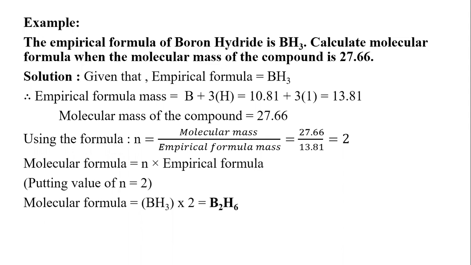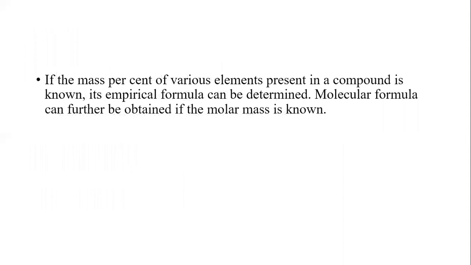And using the second formula, molecular formula equals n multiplied by empirical formula. We got n equals 2, so n multiplied by the empirical formula BH3, multiplied by 2, will give B2. 2 multiplied by boron will be B2, and 2 multiplied by 3 hydrogen will be H6, so B2H6. So this is the method to calculate the empirical formula or the molecular formula.